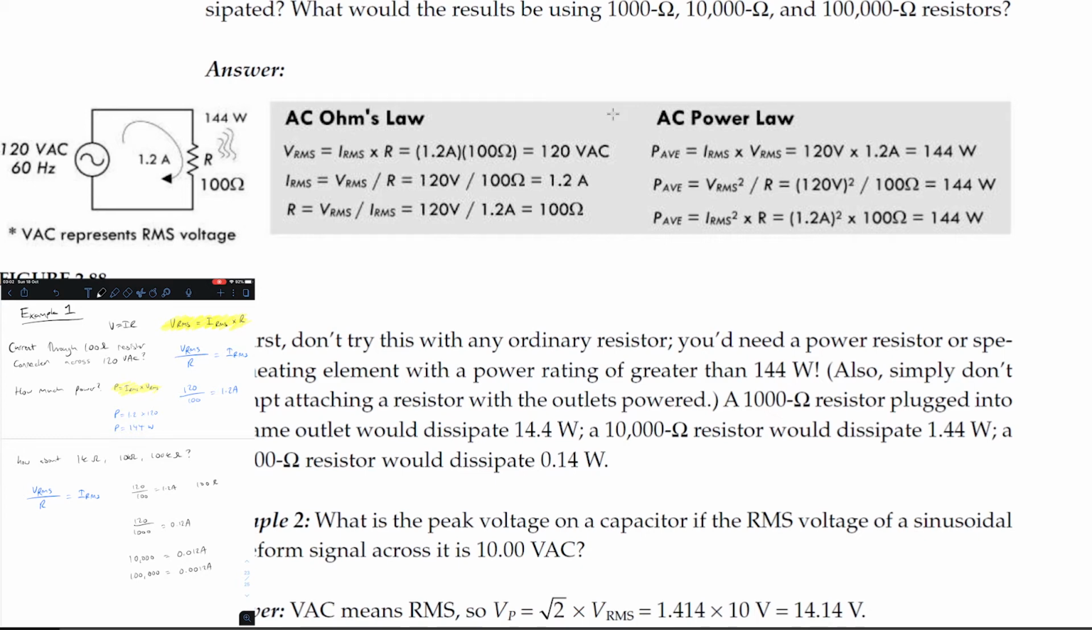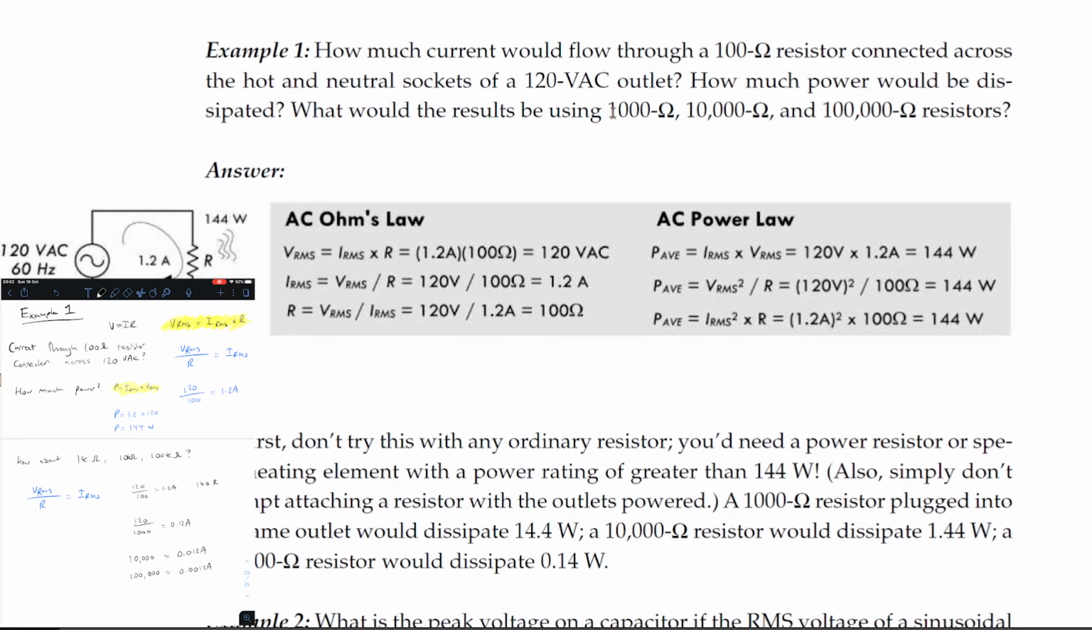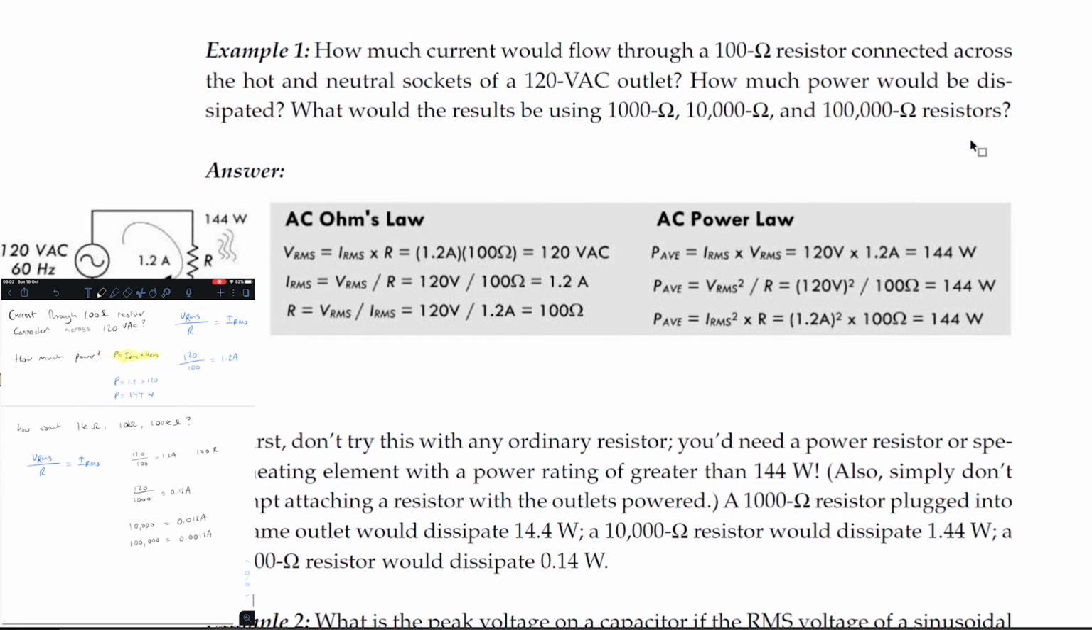So 1,000 ohm resistor plugged into the same outlet would dissipate... Oh, what was I asked? What would the results be? I worked out what the current would be, but we're supposed to be checking. Okay, wait. So yeah, I would basically work these out like this.